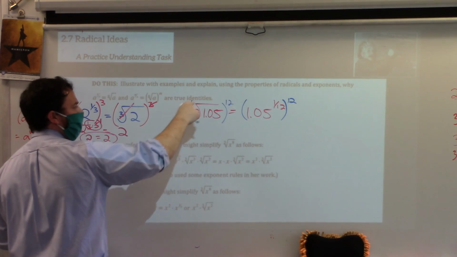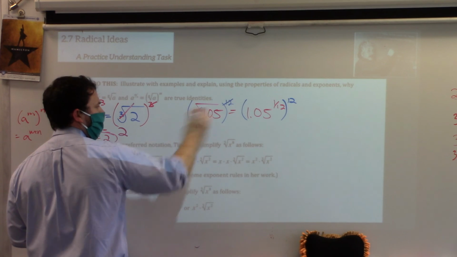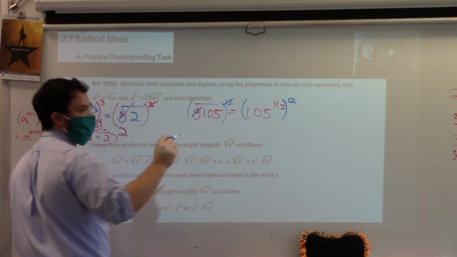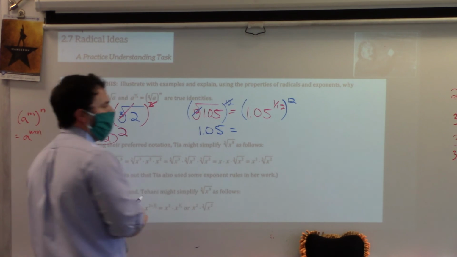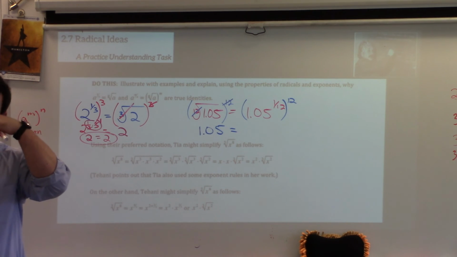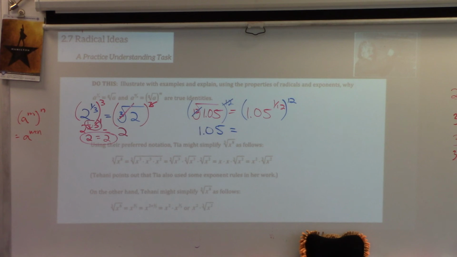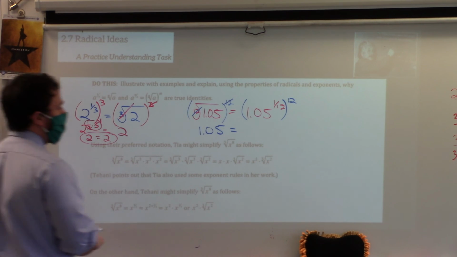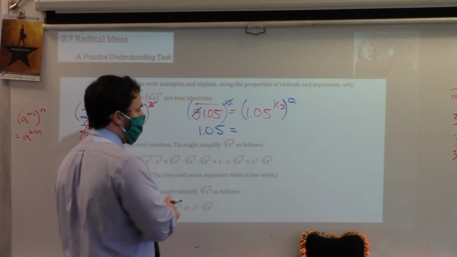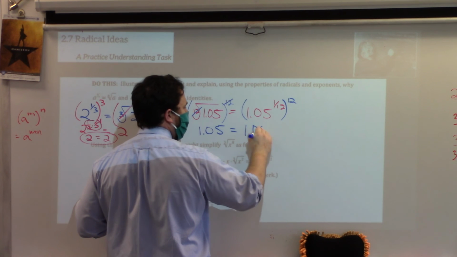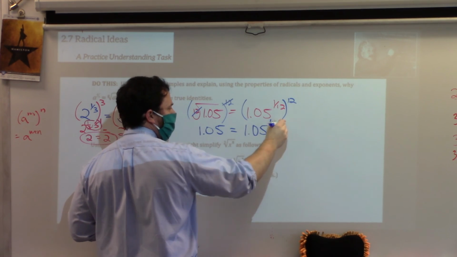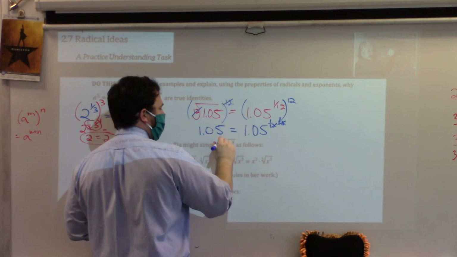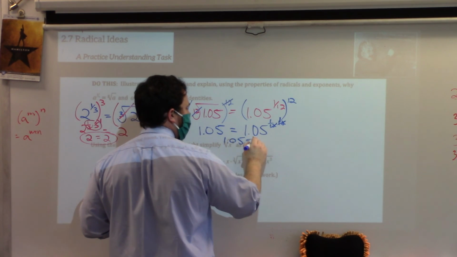Once again, 12th power and 12th root, they are inverses and will cancel, so 1.05. And Mona, what do I do when I raise a power to a power? I multiply them. They will end up canceling out because it's 1/12 times 12, and what's 12 divided by 12? 1. And so 1.05 is equal to 1.05.